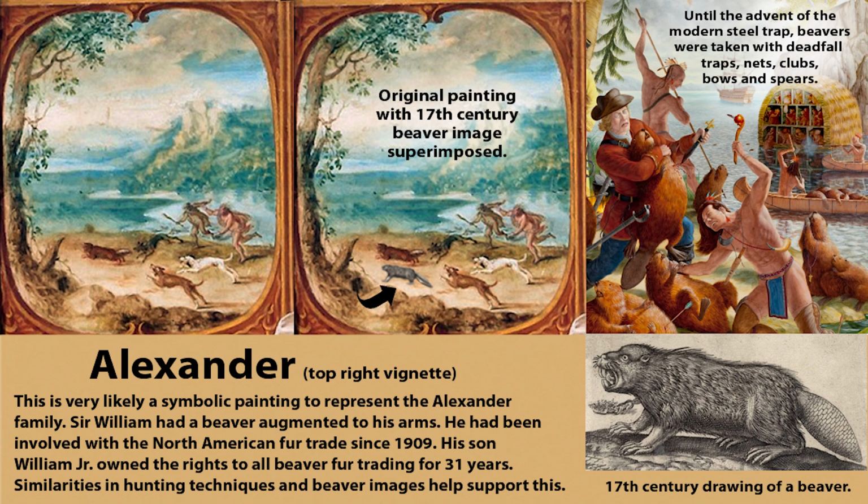And they're using tools. You think of beaver trapping with a steel trap, but they didn't have steel traps back then. Not at all. So they used, as the image on the right shows, clubs, spears, and arrows. So it ties totally with the idea that this is a beaver hunt.